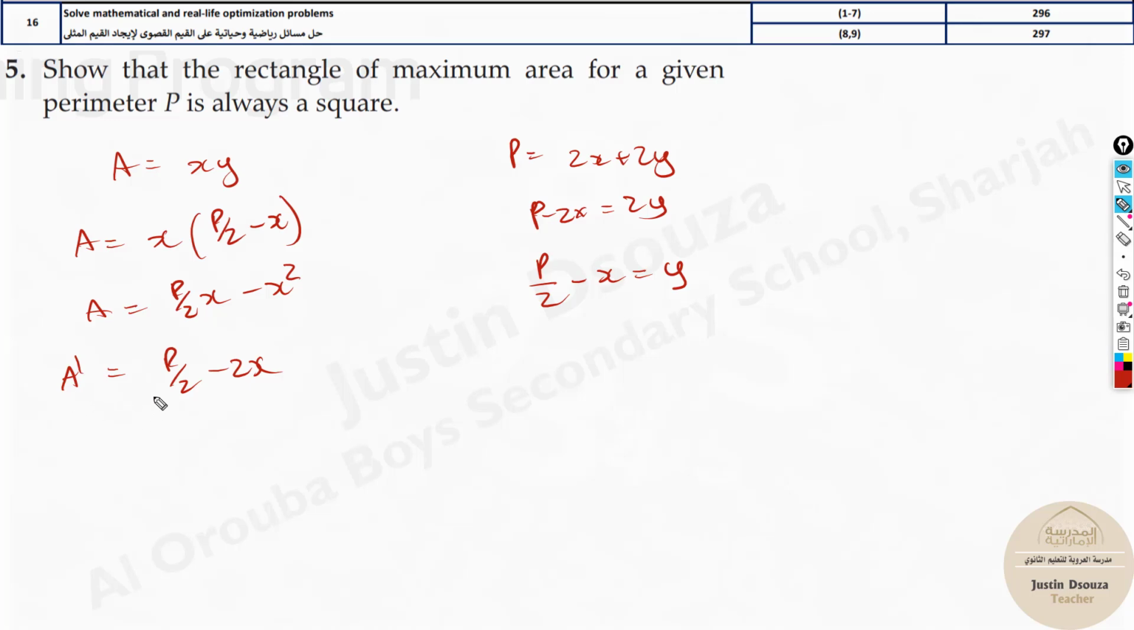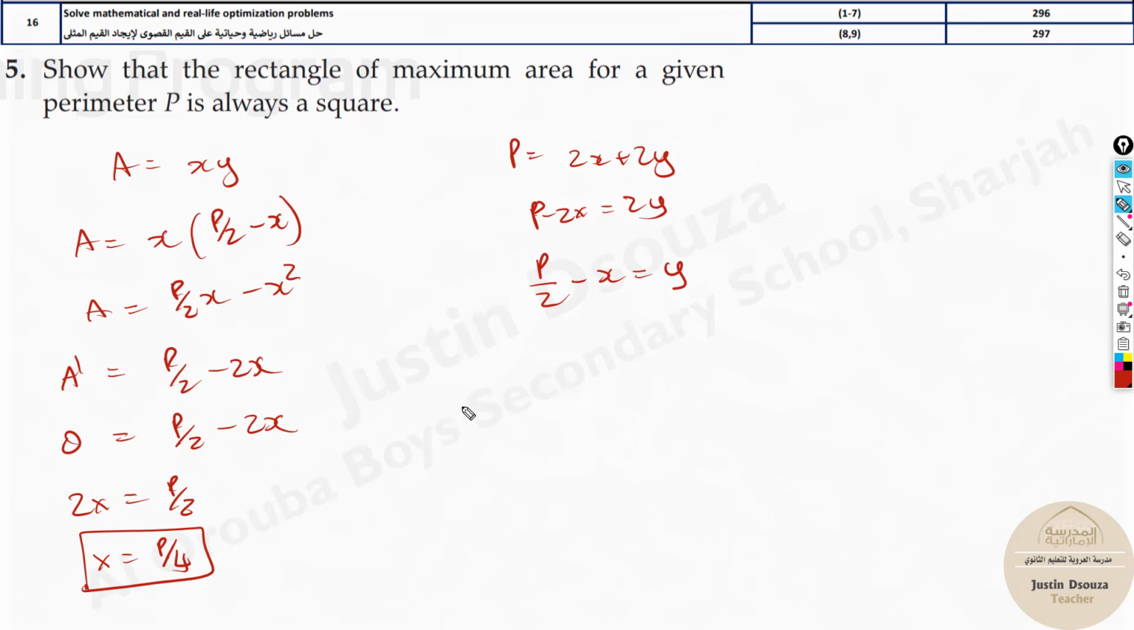Now, what we need to do is find the critical number. We need to put the derivative of the area equal to 0 and solve for the x value. So take this to the other side. It will be 2x is equal to P by 2. 2 to the other side, in the denominator, it will be x is equal to P by 4. So the critical number over here is P by 4. Here we don't have x in any denominator, so x must be greater than 0.